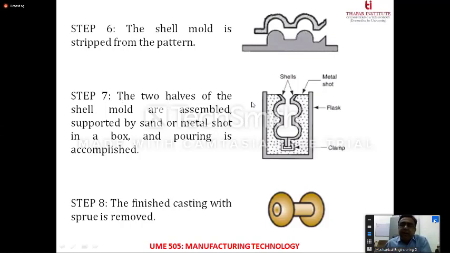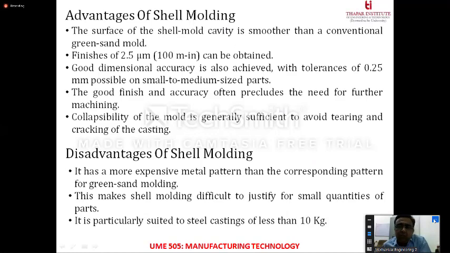So the different halves of the part that is required to be made are prepared in this way, and they are assembled inside a flask and clamped together such that this becomes the pouring gate, and the metal goes directly inside. The molten metal is poured, and after solidification has taken place, the finished casting with a sprue is removed from the box or the flask. So this is the process of shell molding, and it's a simple process. But the knowledge of preparing the shell is very important for the operator to understand.